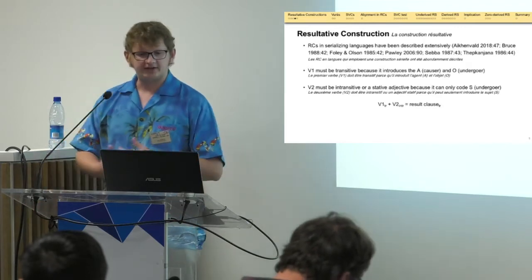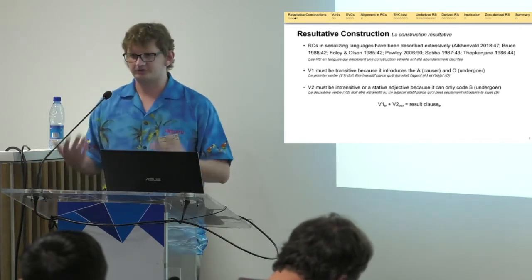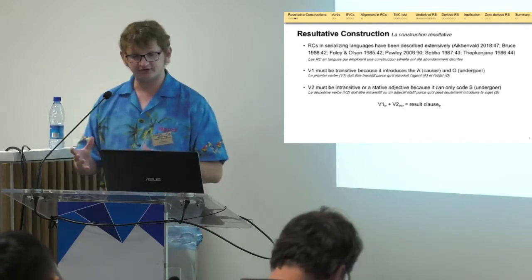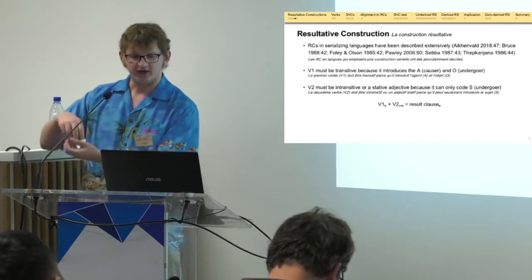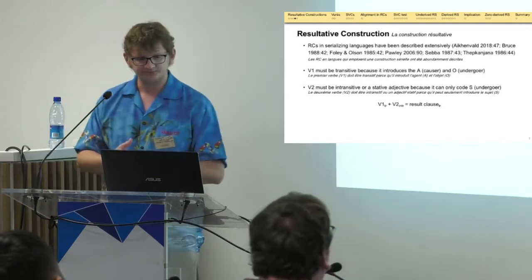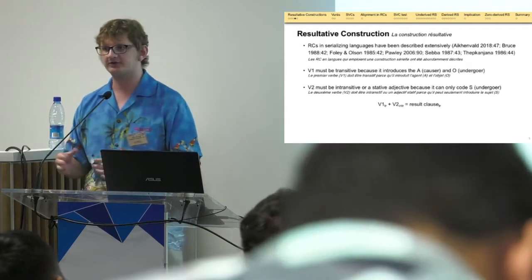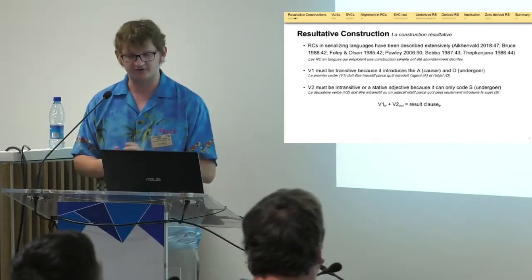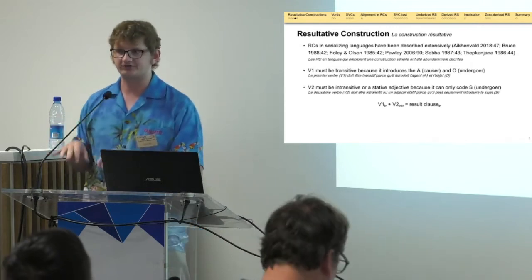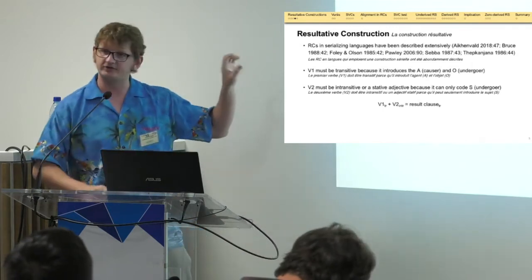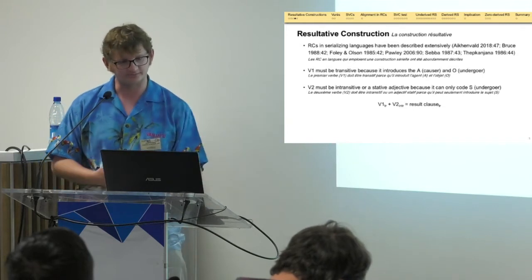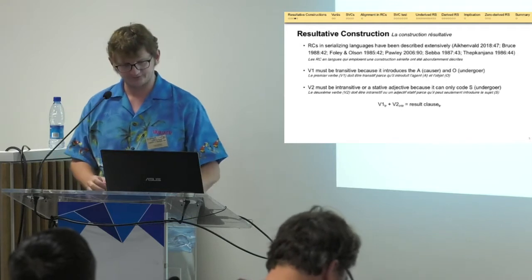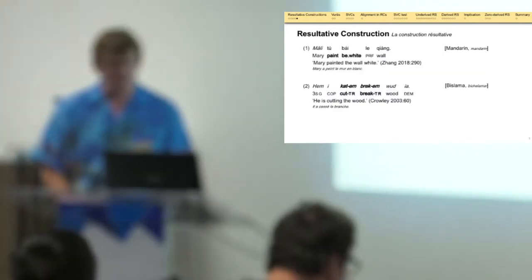Resultative constructions in serializing languages, well, we know, have been described quite extensively. So we know that the first verb must be transitive because it introduces the agent and also the undergoer, the O. And the second verb must be intransitive or something like a stative adjective, which are often the same in a lot of languages, because it can only code the subject, so the undergoer. So you actually have a transitive first verb and an intransitive second verb, and together they are something like a result clause. Here are some examples from Mandarin Chinese.